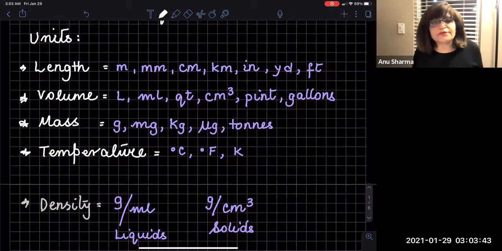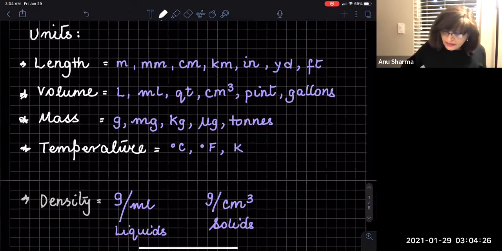So these are some of the examples I've shown on the screen. For the length, meters, millimeters, centimeters, kilometers, inches, yard, and feet, these are the units that are used to measure the length. Then comes the volume. Volume is the amount of space an object occupies, and it can be measured in the units of liters, milliliters, quarts, centimeter cube, pint, gallons, and so forth. Okay, mass is the weight of an object, and so that can be measured in grams, milligrams, kilograms, micrograms, and tons. Okay, and the temperature, similarly, degree Celsius, degree Fahrenheit, or Kelvin.